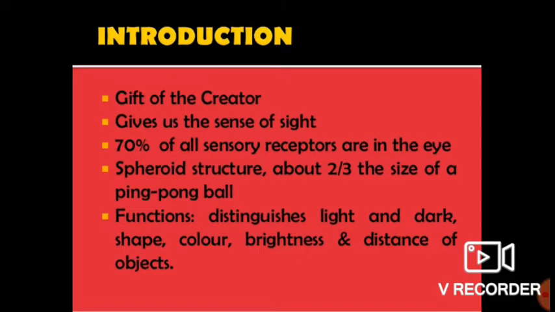Eyes is the gift of creator, gives us the sense of sight. 70% of all sensory receptors are in the eye. Sphered structure, about 2 by 3 the size of a ping pong ball. The main function: distinguishes light and dark, shape, color, brightness and distance of object.